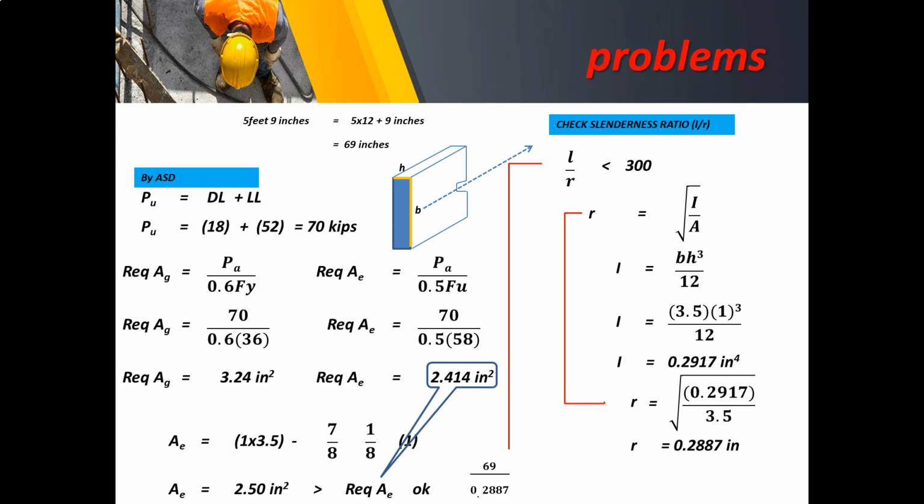So we now substitute those values to the slenderness ratio L over R. So this will be equal to 239, which is less than 300. So again, this provision was satisfied. So therefore, PL 1 by 3.5 is adequate to use. So that is all about the design of tension members.